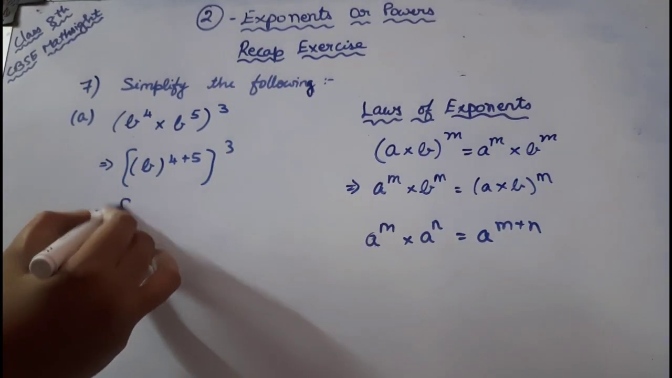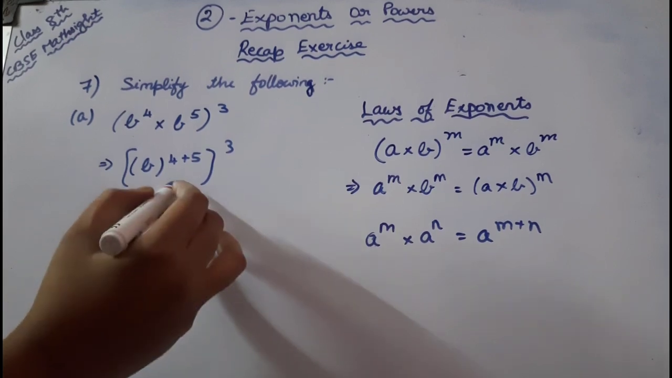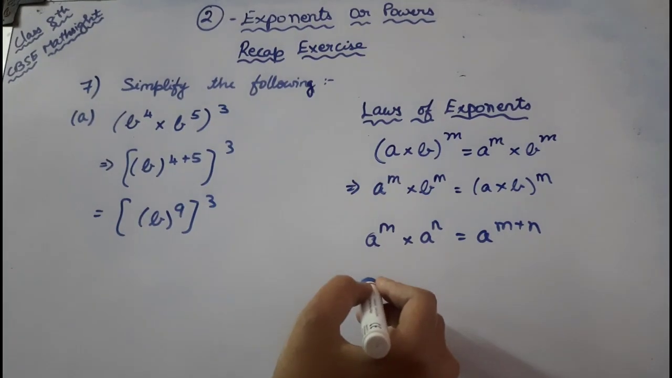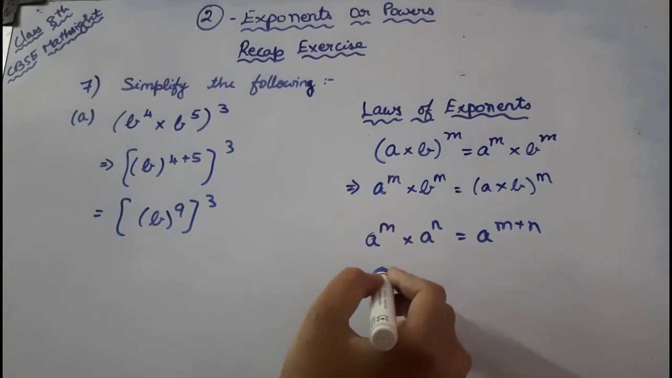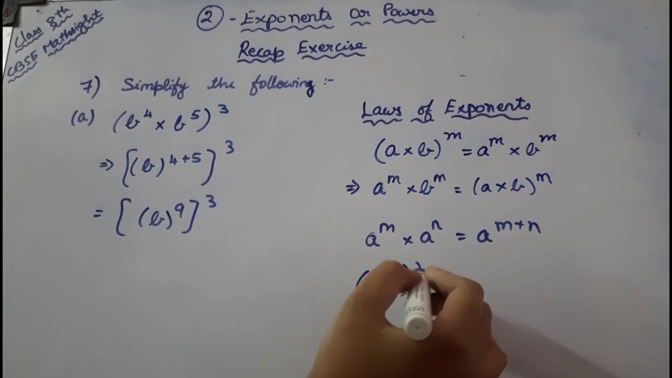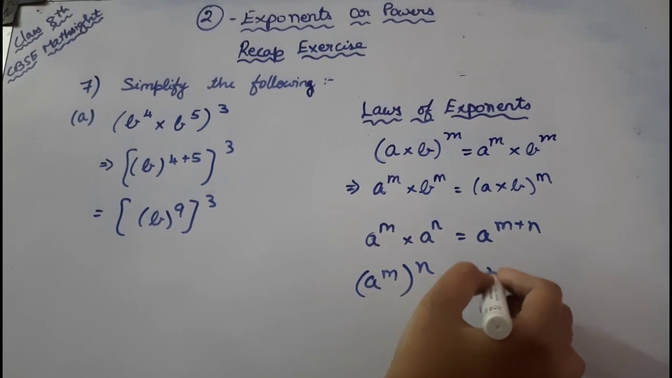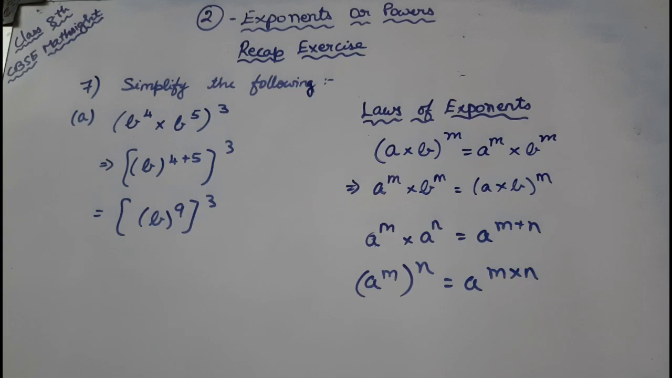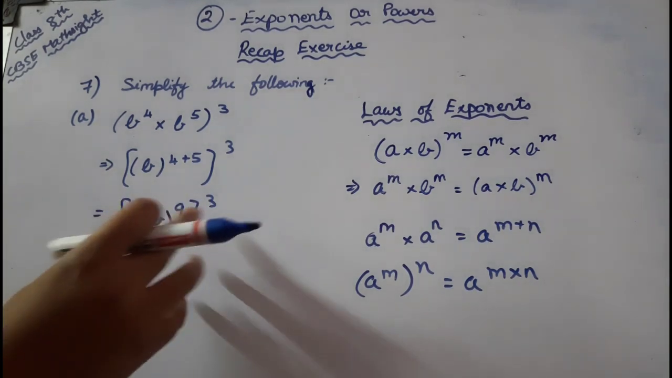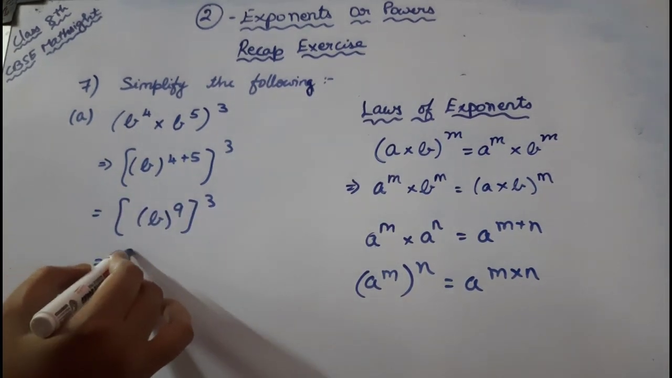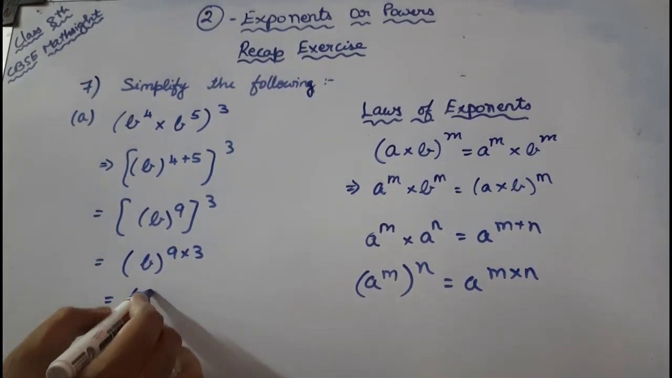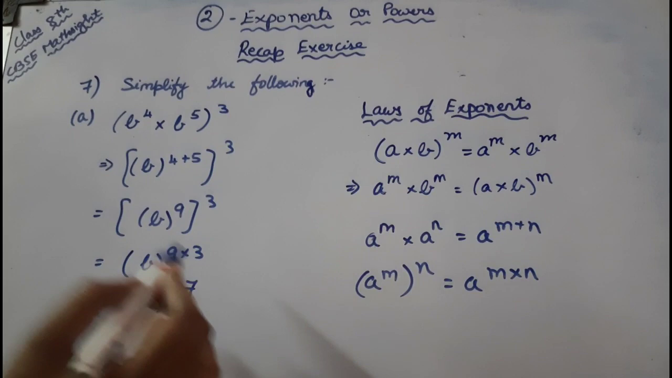So the next step will be b to the power of 4 plus 5 is 9, whole to the power of 3. So now we can use the format a to the power of m whole to the power of n, which is equal to a to the power of m into n. So when we have two powers, we can actually multiply the powers. So 9 3s are 27. So b to the power of 9 into 3. So the answer will be b to the power of 27.